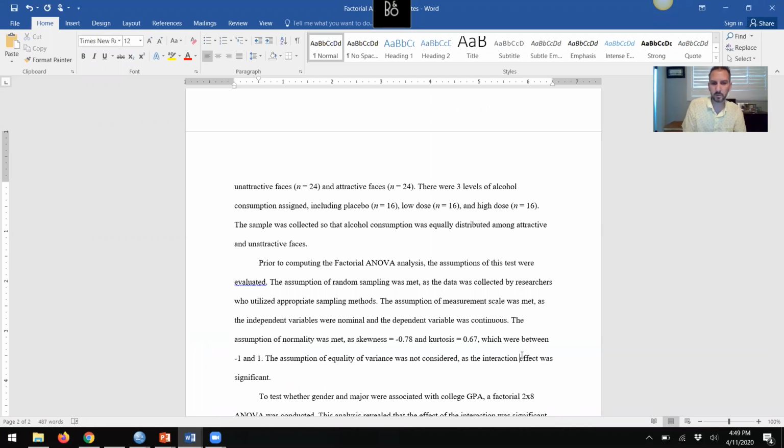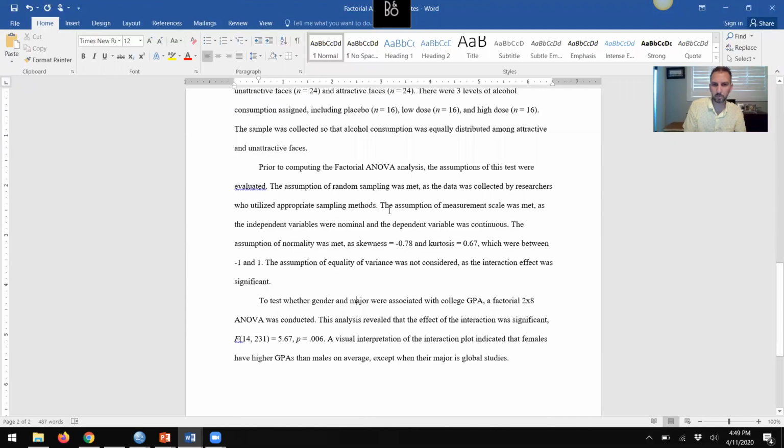And then this one, the assumption of equality of variance was not considered as the interaction effect was significant. I do encourage you just keep this sentence in there. I think that just reinforces to you that you don't need to look at it. All right. Now, those were the assumptions.